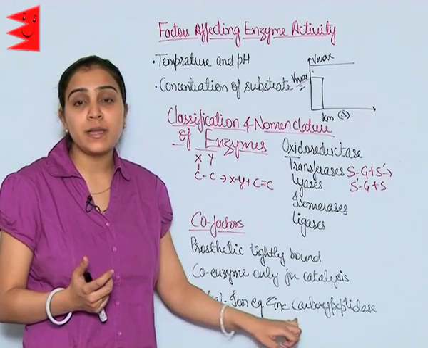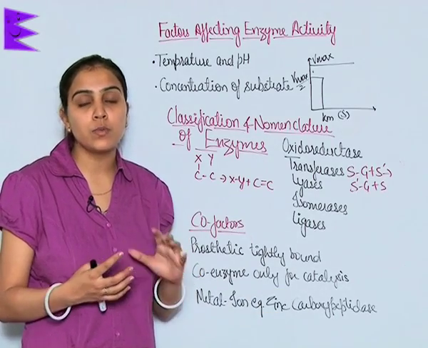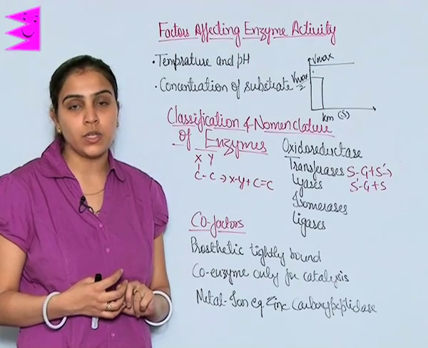For metal ion, an example is zinc for carboxypeptidase, which is also bound to the apoenzyme to increase or maintain the catalytic activity of the enzyme.